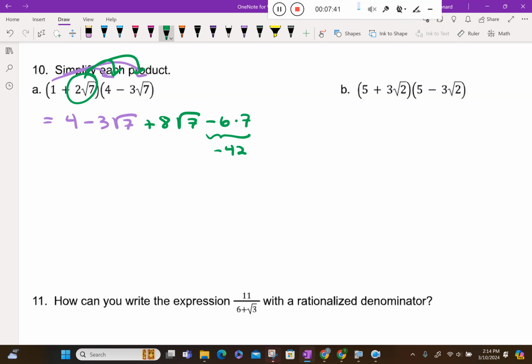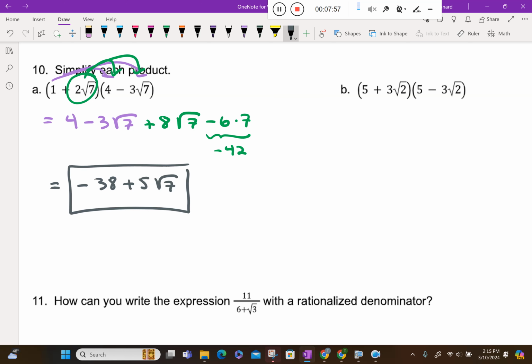Now we look to see if we can combine our like terms. Well, 4 minus 42 is negative 38, and negative 3 root 7 plus 8 root 7 is a positive 5 root 7. That's as much as we can simplify. The negative 38 and the 5 root 7 are not like terms because one of them has a radical and the other does not.